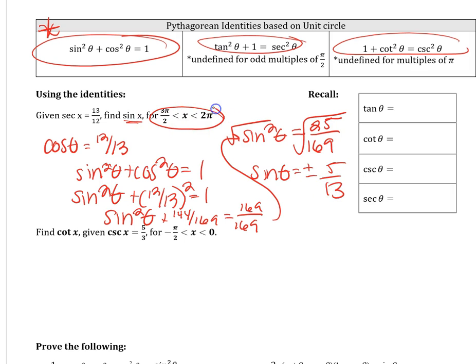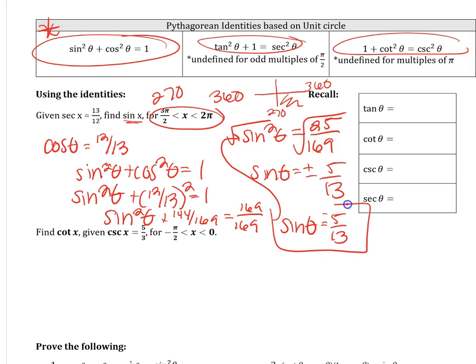That's where this comes in. It says you want an angle that's between 270 degrees and 360. That's just in terms of degrees. So if you think about that, 270's here, 360's here, that's in quadrant 4. So you've got to ask yourself, is sine positive or negative in quadrant 4? It's negative because only cos is positive. So negative 5/13 would be your answer.